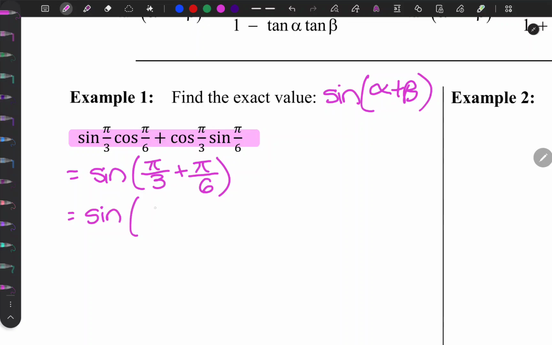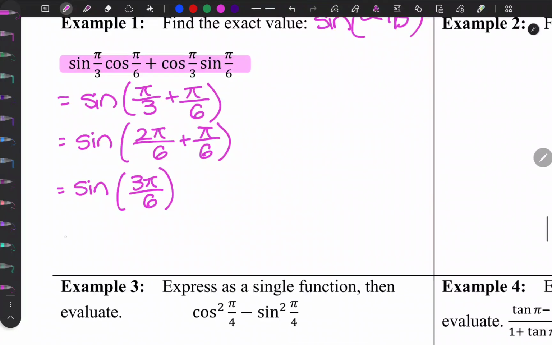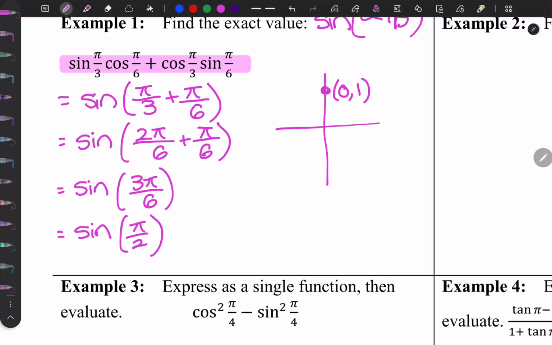So let's just do a quick common denominator. This will be 2 pi over 6 plus pi over 6. Together, that is sine of 3 pi over 6. And if you reduce that in the same step, we could tell this is actually sine pi over 2. And this is a lot faster to evaluate because if we look at the angle pi over 2 and find a coordinate on the positive y-axis, our y value is 1. So this is actually just going to be equal to 1.